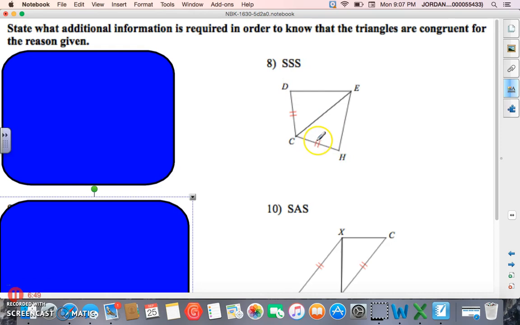So right here they tell us this side CH is congruent to this side CD. We obviously know CE is congruent to itself. So what's the other information we need to know? Well, we need to know this is the same as this. They didn't tell us that. So what we would want to say is we need to know that DE is congruent to HE. That's the information that we need to say it's congruent by side, side, side. We don't know those 2 sides are congruent.